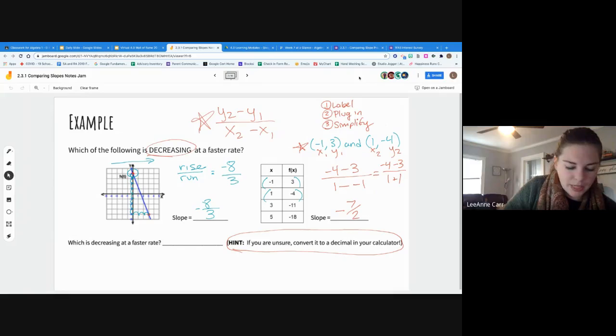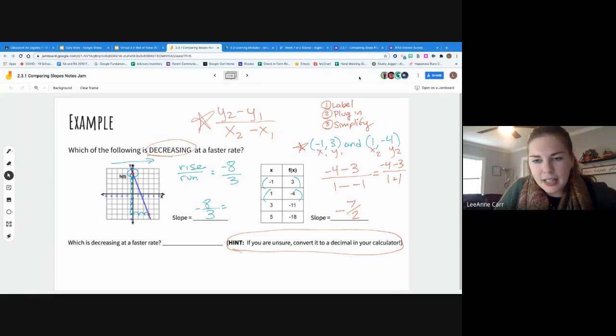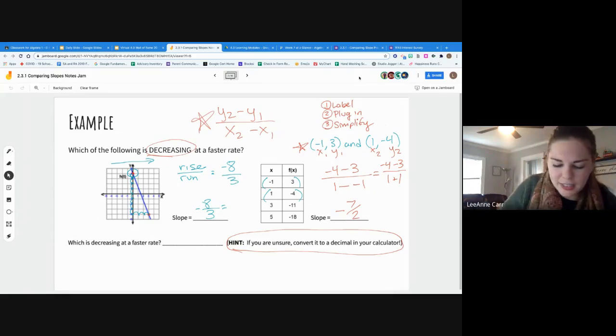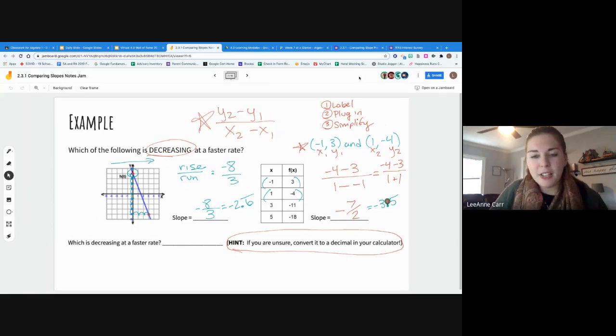Can one of you tell me what you get when you plug in -8 divided by 3? You all have that calculator extension, or you can use your phone if you need real quick. Yeah, I got a -2.6 and a -2.7 in the chat. It's -2.6 repeating, so somewhere between those. And -7/2 is -3.5. So if we're comparing those, and I want to know the biggest negative, which one is it going to be, Soraya?